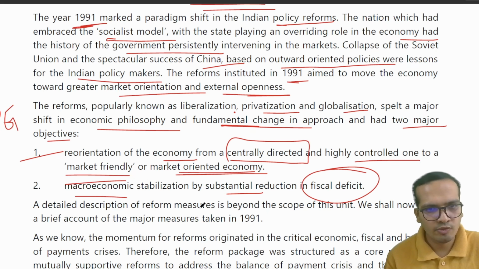A detailed description of reform measures is beyond the scope of this unit. We shall now have a brief account of the major measures taken in 1991.